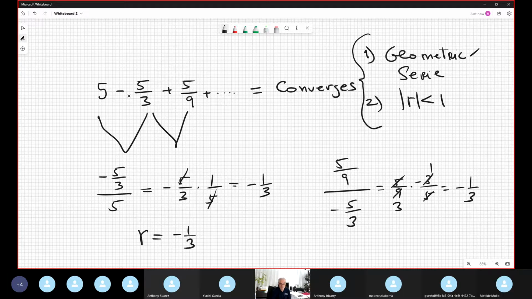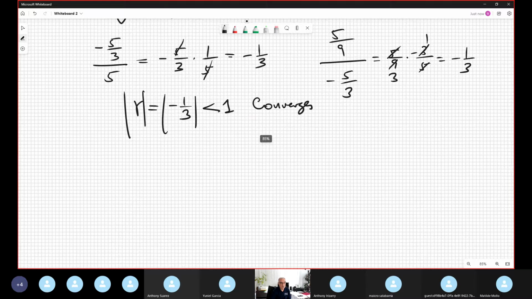And its absolute value is less than 1. Does it converge? Otherwise, no. Converge to what value? That value. S equals A1 over 1 minus R. A1 is 5. Look at that.